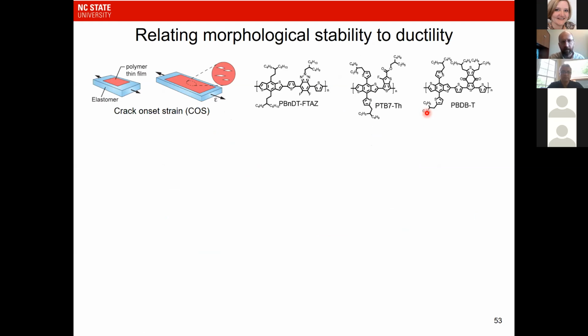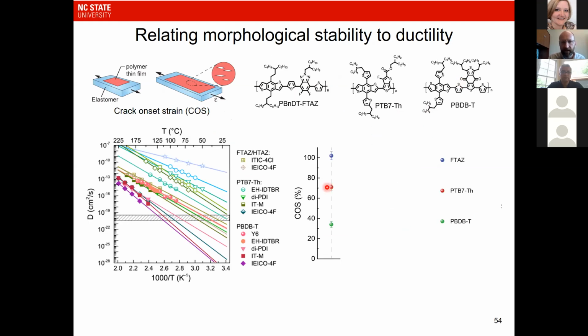And so, we have stiffness in the glass transition temperature, but we want to make sure that these are mechanically stable devices, right? One way we can characterize this is by looking at how ductile the materials are. If they're relatively brittle, that's not a good sign. So we take these three polymers and we measured their crack onset strain.